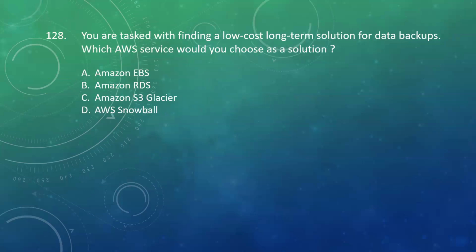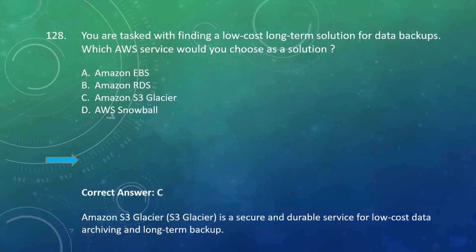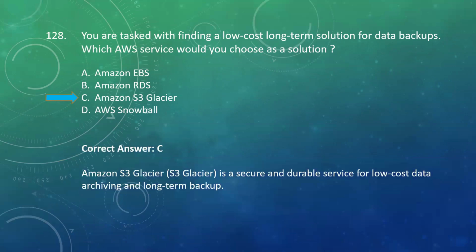You are tasked with finding a low-cost, long-term solution for data backups. Which AWS service would you choose as a solution? Your options are Amazon EBS, Amazon RDS, Amazon S3 Glacier, AWS Snowball. Whenever there is a talk about data backup and archiving solutions in AWS, then you should look for S3 Glacier in the options. So the right answer is option C, Amazon S3 Glacier. It is a secure and durable service for low cost data archiving and long term backup.